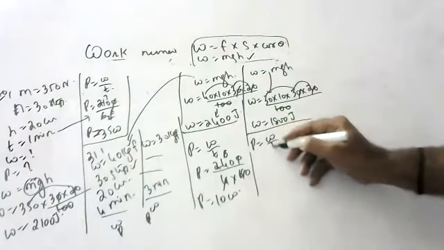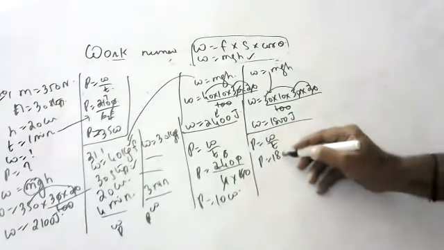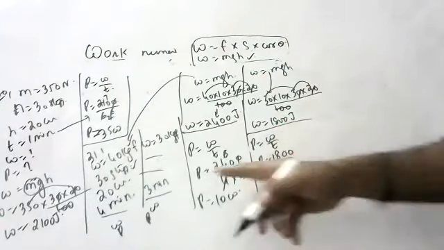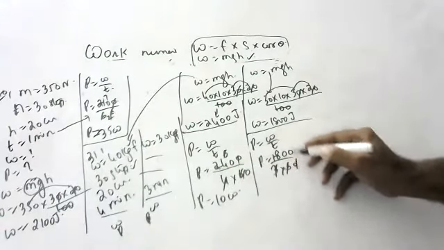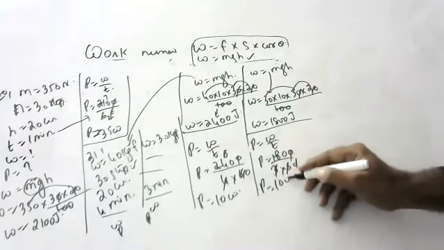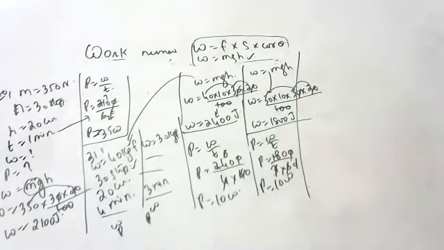Power is equal to work by time. 1800 joules by 3 minutes, 3 into 60, 3 6s are 18, 18 cancels. Even her power is also 10 watts. Thank you. Next.